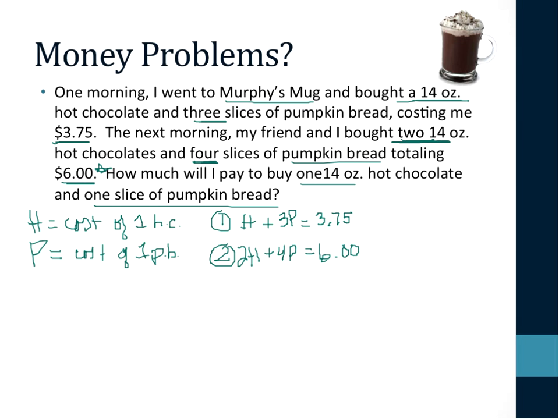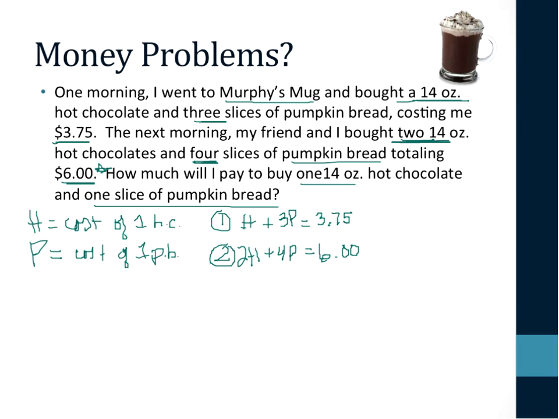Now that I have these 2 equations, I'm going to use the idea of substitution and solving. And so for me, what's easiest to solve for is H in the first equation. I'm not saying it's the only way to solve. H in the second equation isn't bad to solve for either. But see if you can figure out then what we're going to find for the cost of a hot chocolate and the cost of a pumpkin bread.